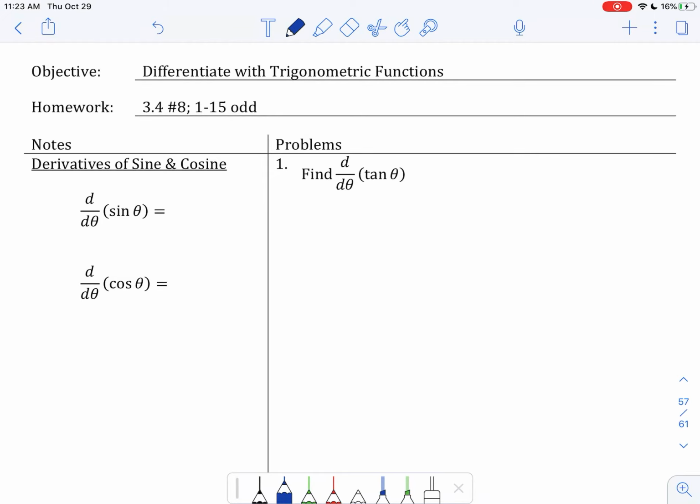Hey there, so we're going to add in a couple more derivative rules, and today we're going to talk about differentiating with trig functions. So we've got our sine and cosine that I'll give you. We'll figure out tangent together, coming from Chapter 3, Section 4. So get yourself ready for notes, and we'll get started.